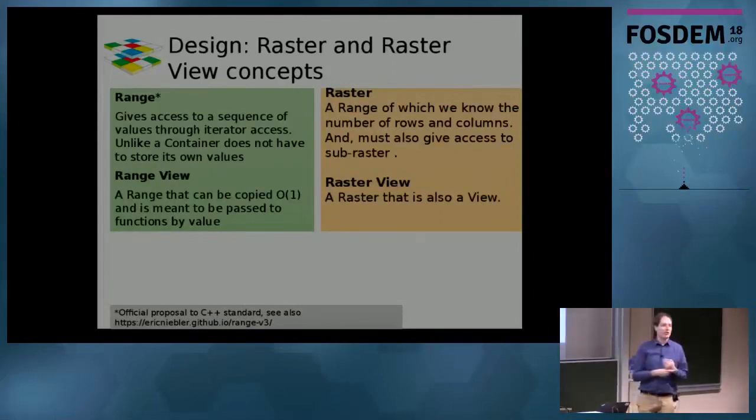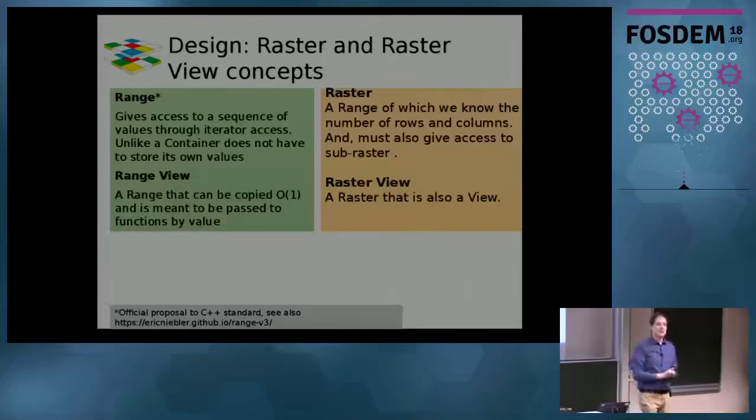Then there is the concept of the range view, and that's a special range that you can copy in constant cost. So that means that it's a range that you copy, but you don't need to copy all of the different data values. Either you have a reference to the data values, or there are no data values to begin with.